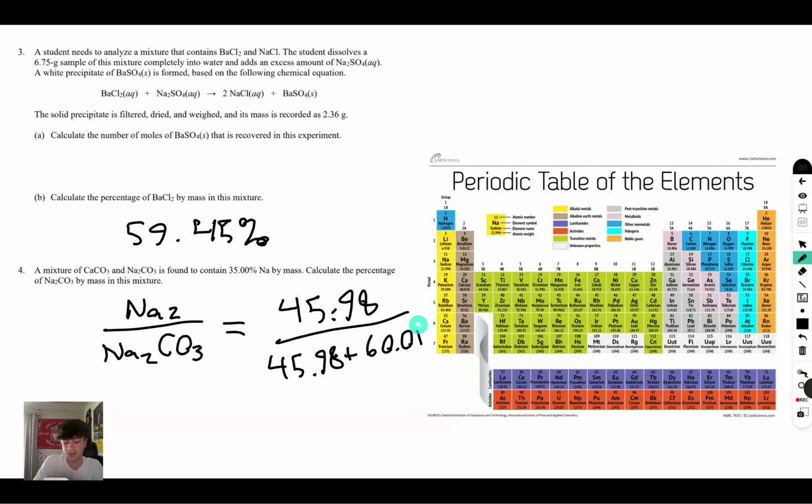Let's see what that is. 45.98 divided by 45. Oh, you have to remember to put your parentheses when you have two numbers in the denominator in the calculator. 45.98 divided by parentheses 45.98 plus 60.01. Multiply that by 100. You get 43.38%.